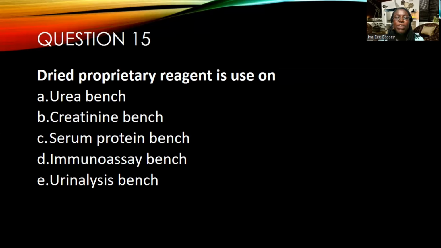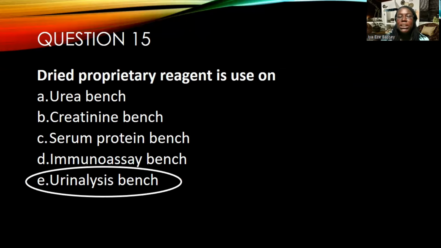Question 5. Dry proprietary reagent is used on which bench? A, urea bench, creatinine bench, serum protein bench, immunoassay bench, a urinalysis bench. If you have ever been to the lab, you would know that the first 4 are not correct. It is urinalysis bench. The dry proprietary reagents we use include your Combi 9, your Combi 2, your Albu sticks, your Clinic sticks, your Keto sticks, and all the sticks.